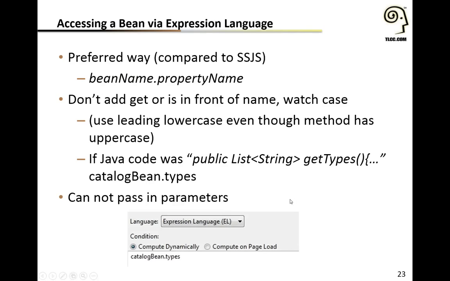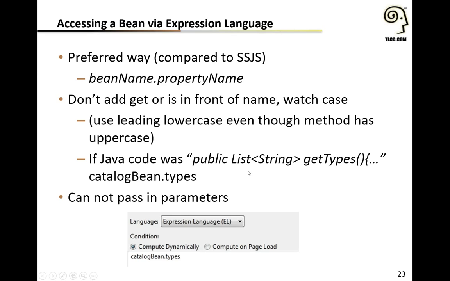Ideally, if you are just using a getter to get a simple property, you want to use the expression language. This will work a lot faster than using the server-side JavaScript. Here it's a little tricky in that we'll have the bean name, but then we won't use a get in front of it or an is. We'll just say the bean name dot property name.